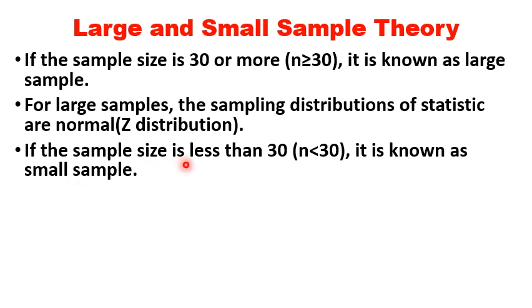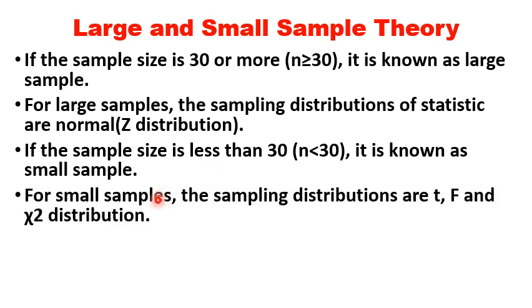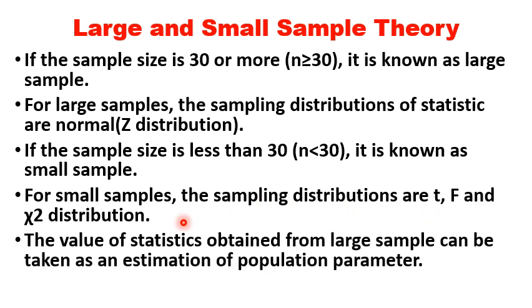If the sample size is less than 30, n is less than 30, it is known as a small sample. For small samples, the sampling distributions are T, F and chi-square distributions. The value of statistics obtained from a large sample can be taken as an estimation of population parameters. So it can be taken as the correct estimation of the population parameter.